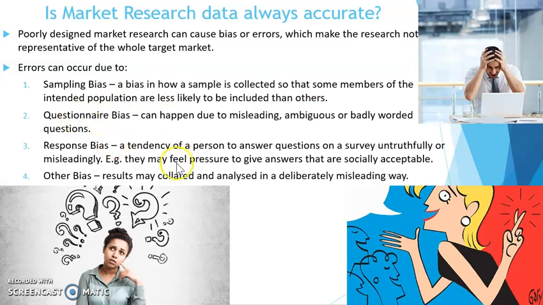Errors can also occur due to sampling bias. So it might be that people actually deliberately go out and choose a group of people to question that are deliberately not representative of the entire group, the entire target market. So this might be done so as to create data that supports the business's plan. Maybe they're just feeling a little bit lazy and they don't want to change the plan.